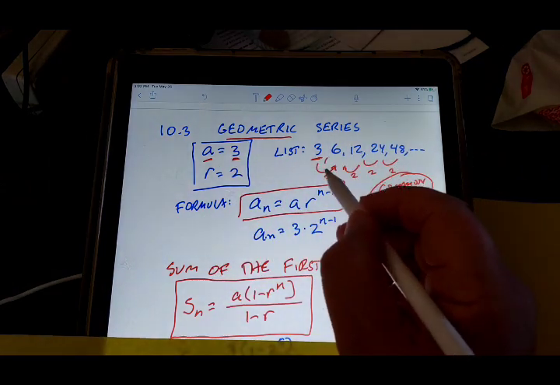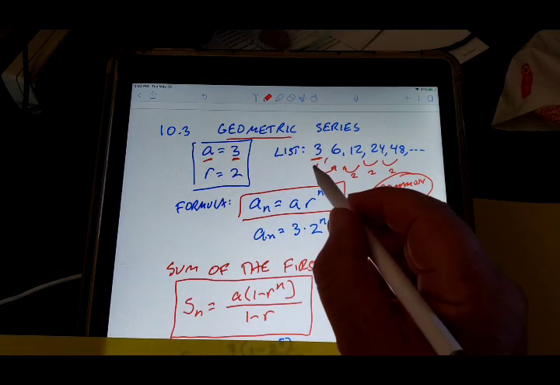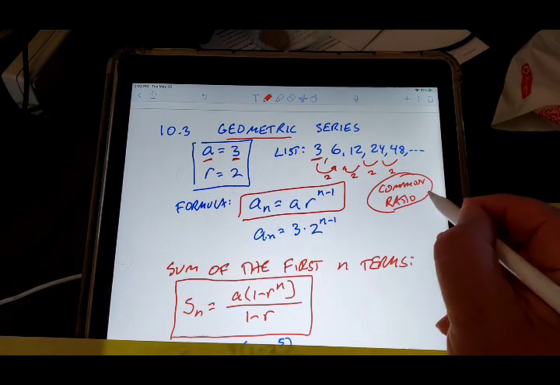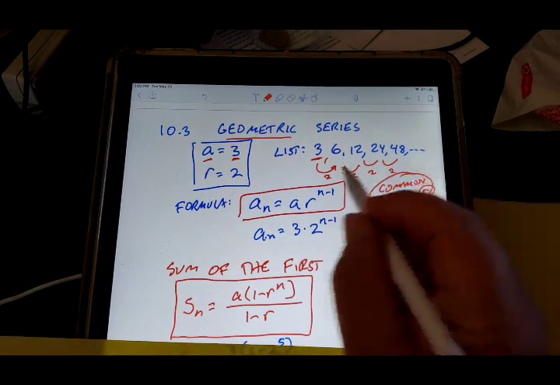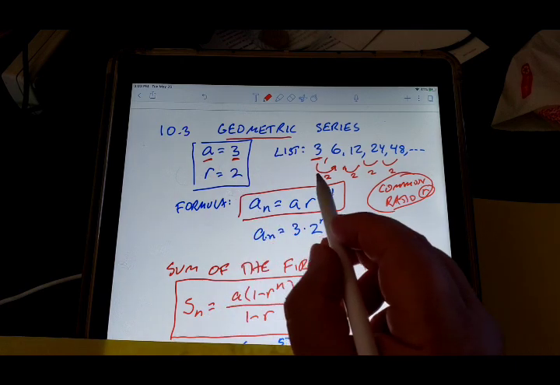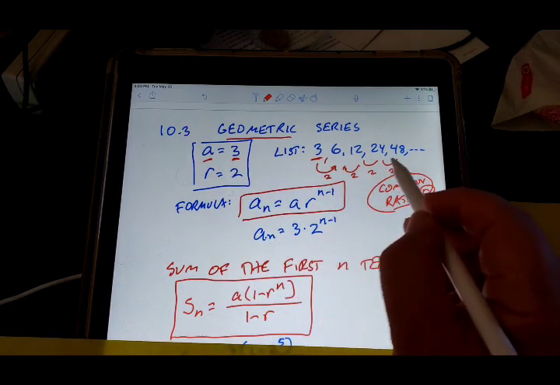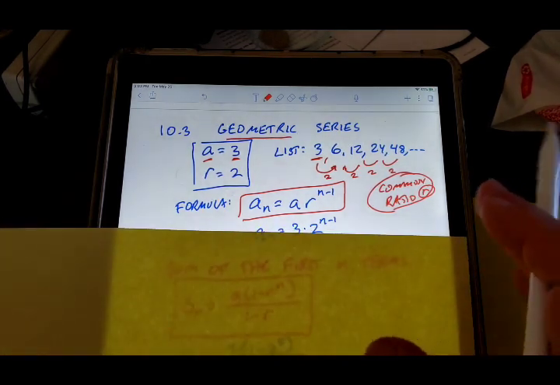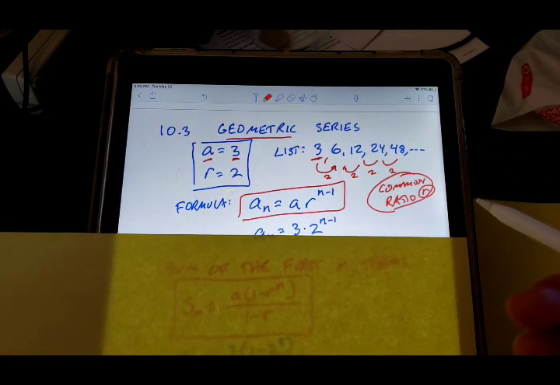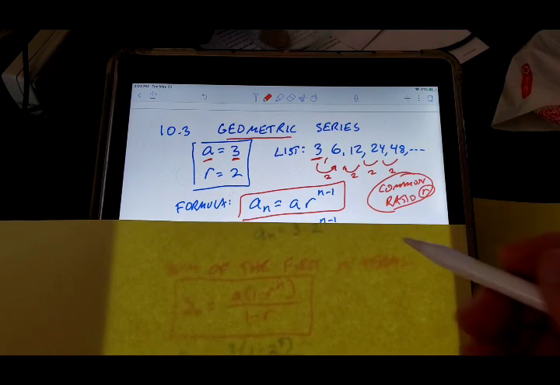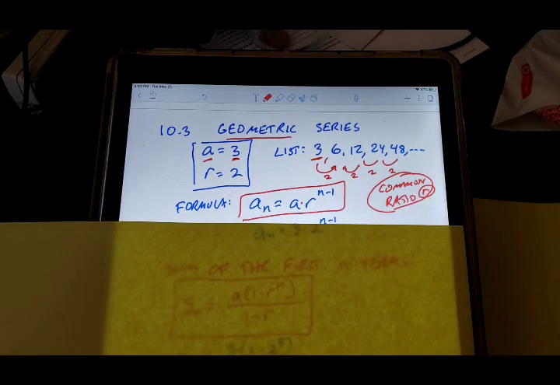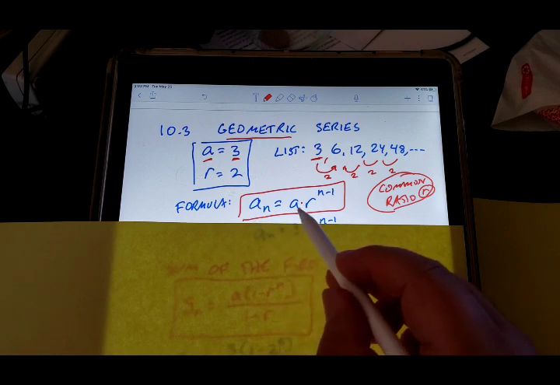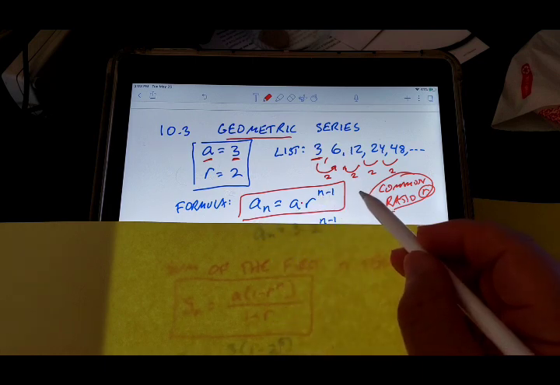So all series have a first term. It's 3 in this case. And if we say R, we're talking about the common ratio. And R means we're multiplying. Remember, D meant we were adding. R means we're multiplying. The formulas are very nice for something like this. The formula for this list is a sub n equals a r to the n minus 1.